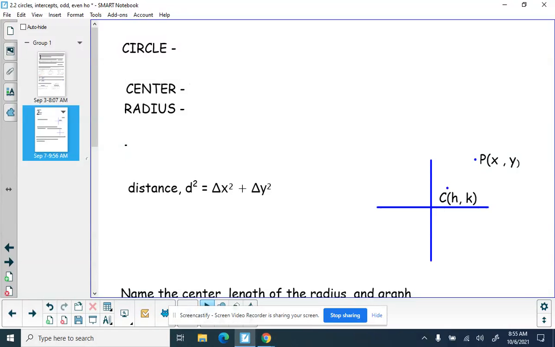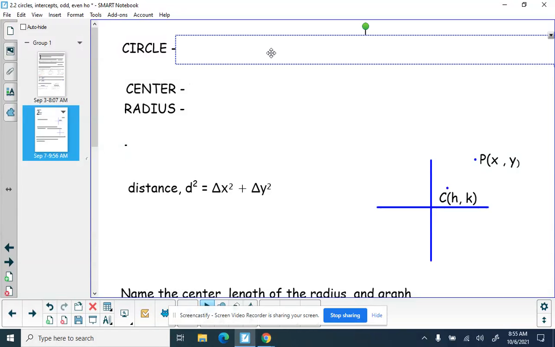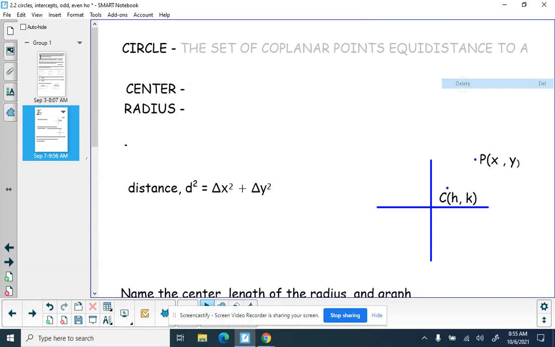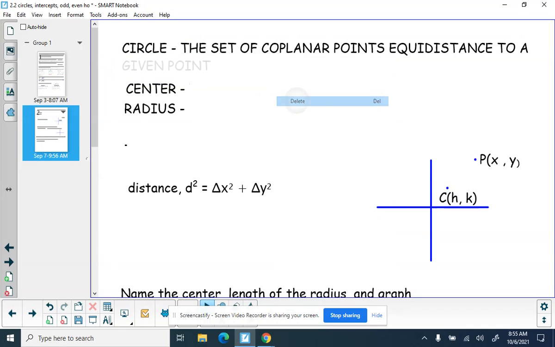By definition, when you're back in Dr. Clark's class and you're going through geometry, what we had with respect to a circle is a set of coplanar points, which means you're on a plane, that are equal distance to a given point. That was our definition of a circle: a set of coplanar points equal distance to a given point.